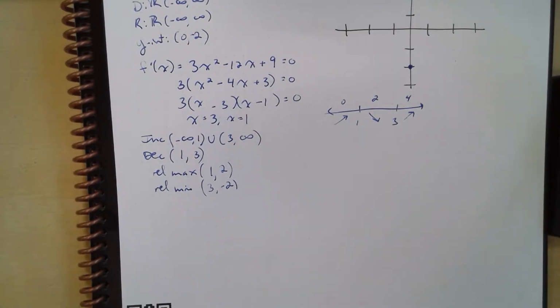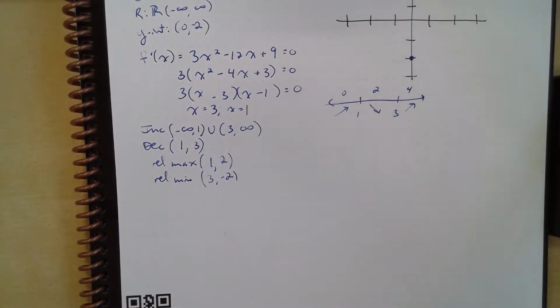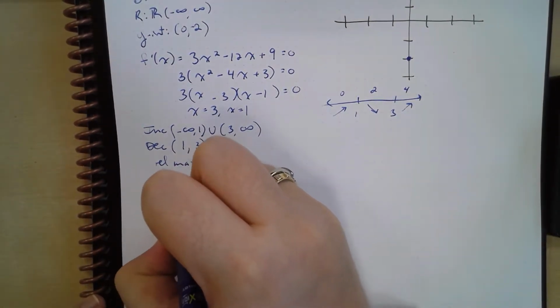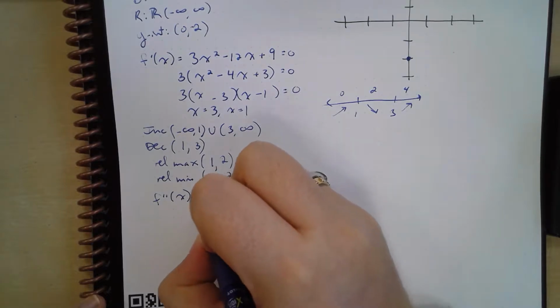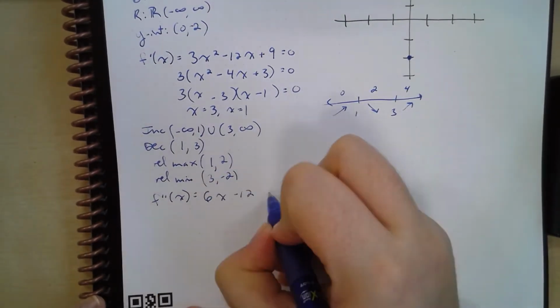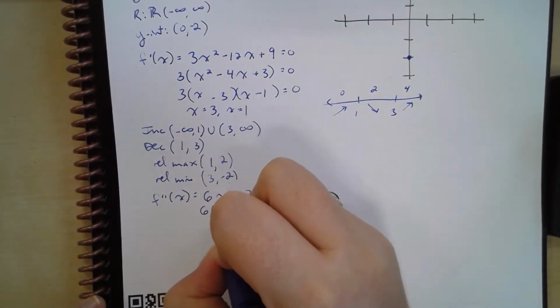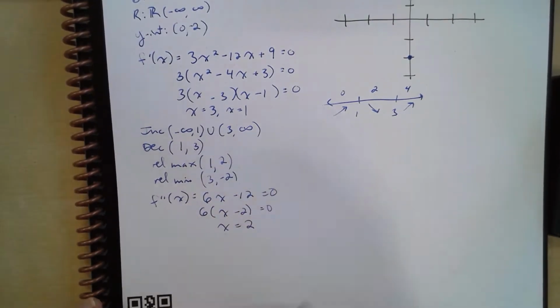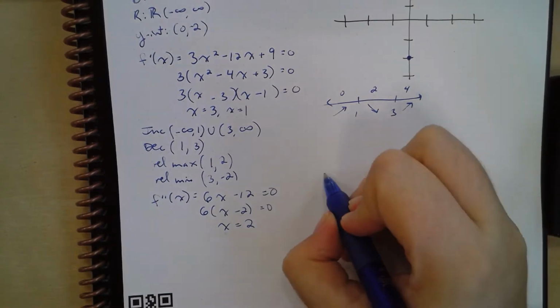Okay, now I still need to find my concavity. Where am I concave up? Where am I concave down? So f double prime of x is equal to 6x minus 12. I'm going to set that equal to 0, so I take out a 6. I've got x minus 2 is equal to 0, so x could be equal to 2. So I need to test that.